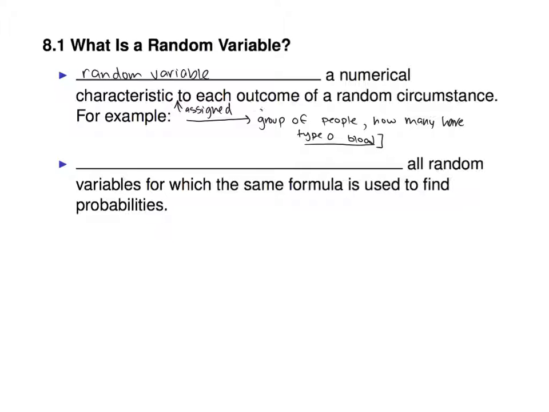But the thing is that you could say, I have a sample of X people, what's the chance somebody in that sample is going to have type O blood? And so the random variable is how many people will have type O blood in your sample of a given size.